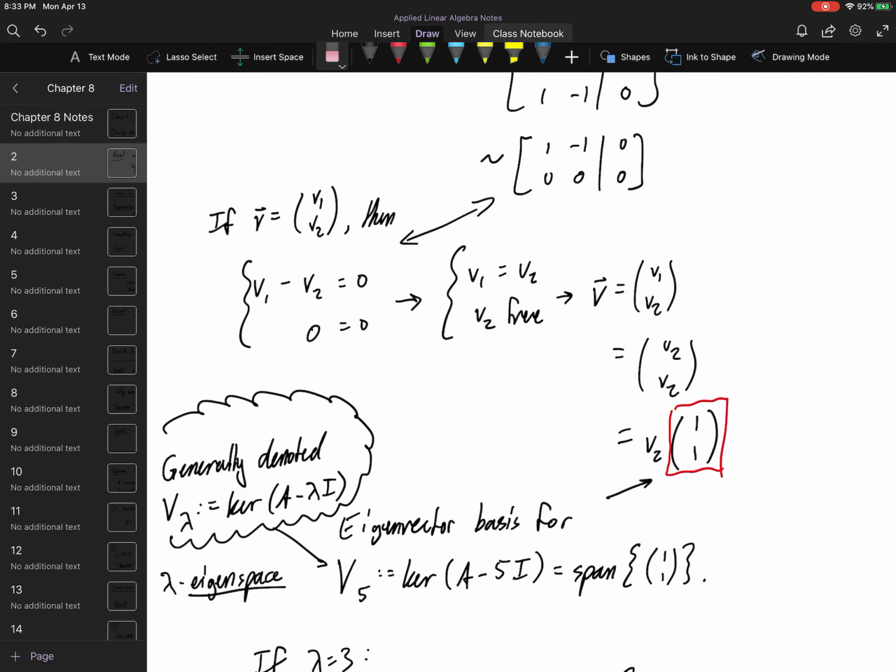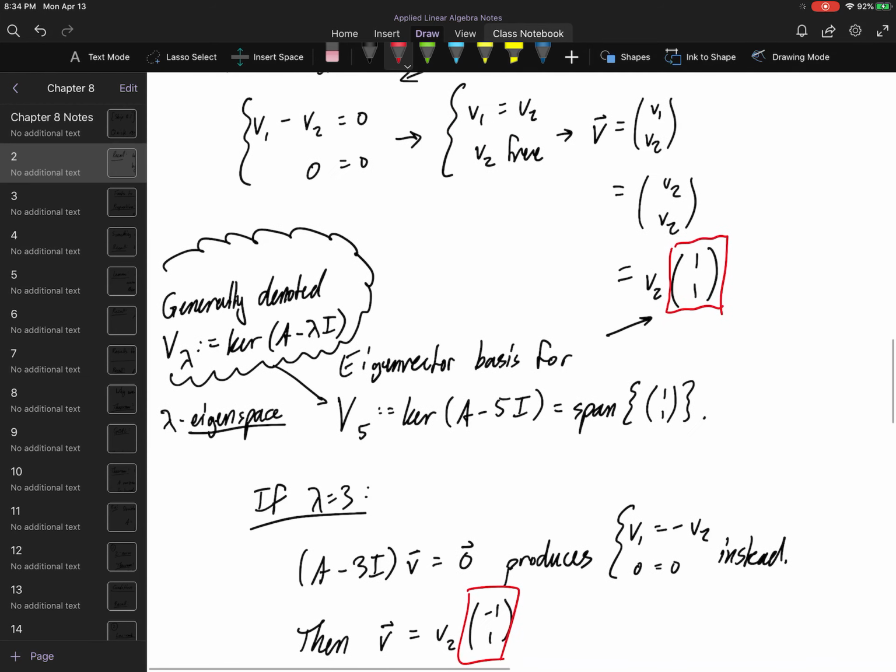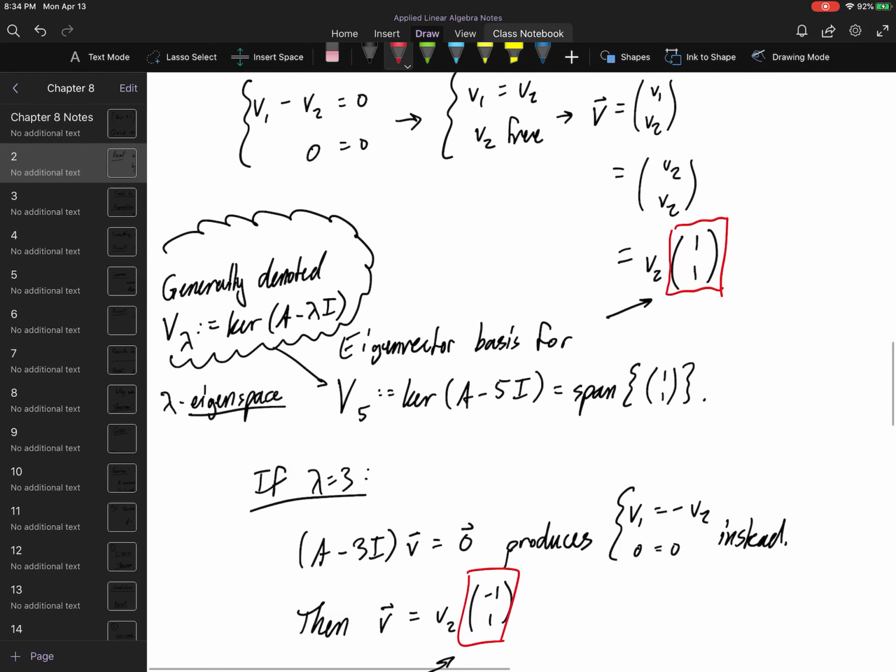And then I go ahead and say, okay, since my arbitrary V vector is V1 by V2, I just go ahead and replace the V1 with a V2 as per my solution to the augmented matrix system. And this gives me some multiple of the vector 1, 1. All right, and this is exactly what we found on the previous page.